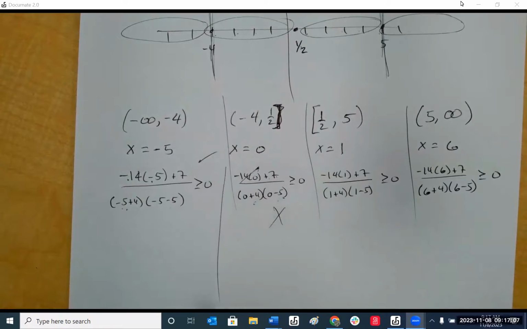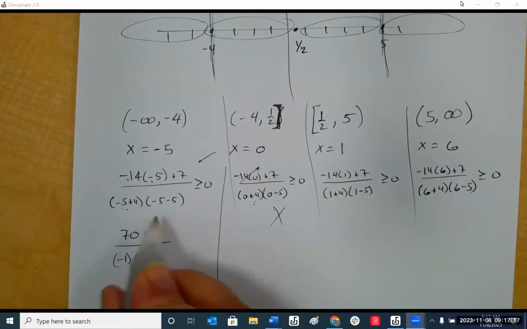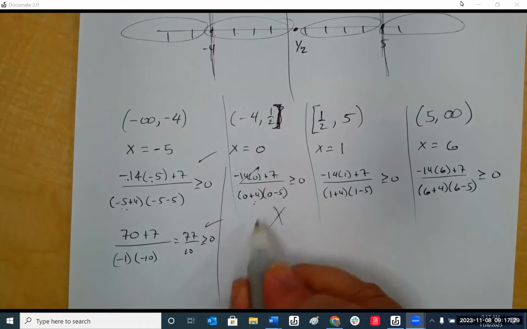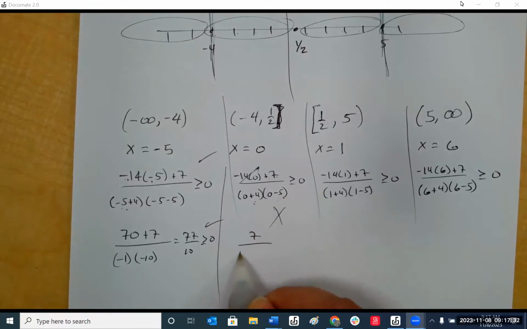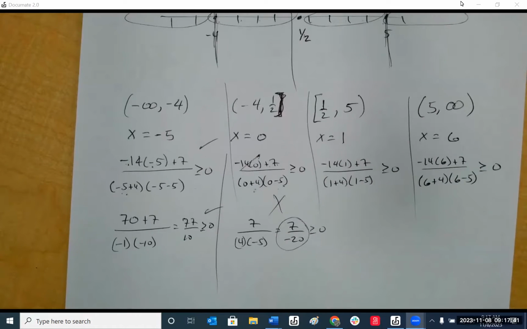Now I'll go ahead and work it out for 1. Negative times negative is a positive, so positive 70 plus 7, over negative 1 times negative 10. So we have 77 over 10, which is a positive number, so that one works. For 0, positive 7 over 4 times negative 5, 7 over negative 20. The answer is going to be negative. Not going to work.